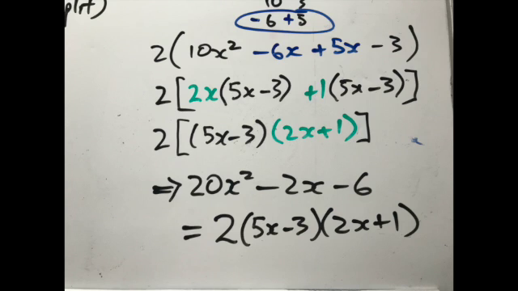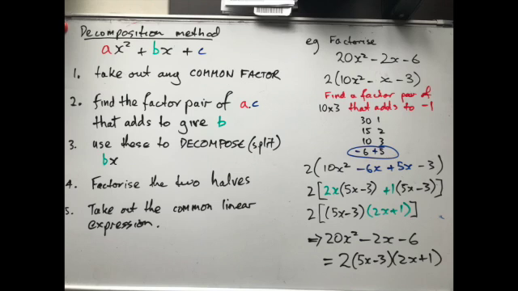The 2's still hanging around out the front. So now I have finished. I can say that 20x squared minus 2x minus 6 is equal to 2 times 5x minus 3 times 2x plus 1. So that's your decomposition method.